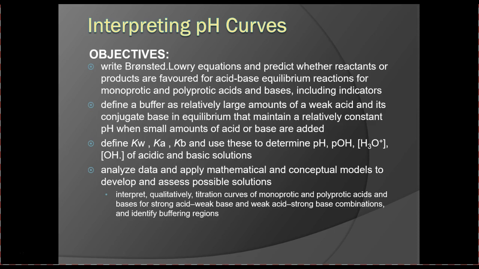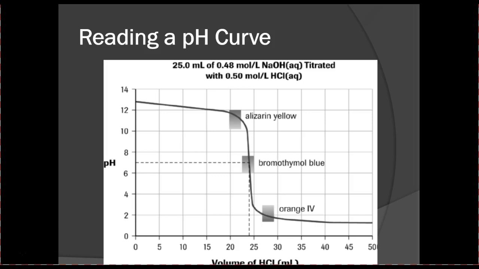Again, we'll be using Bronsted-Lowry equations. We may talk about Ka, Kb, Kw, pH, pOH, all of those kinds of things. Just to recall, this is a pH curve. It's a really simple graph. On the y-axis, we would have pH. On the x-axis, we would usually have some sort of volume. In this case, it tells us that this is the volume of hydrochloric acid in milliliters.